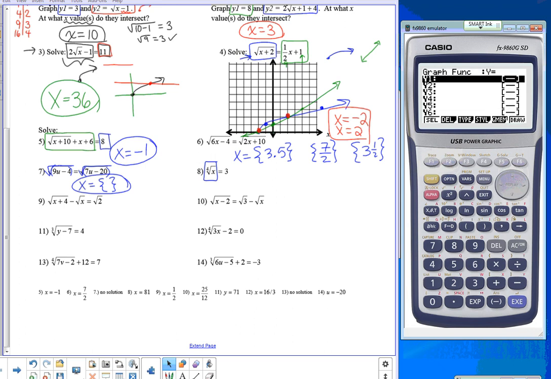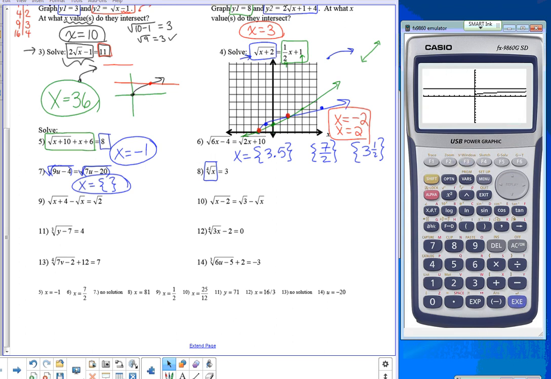In Y1, I need the 4th root. To get the 4th root, I hit the 4 button first, then I do Shift and the caret for an exponent, and then the X, and then on the right side, I had a 3. I'm going to draw this. Let me go back to a view window, standard.